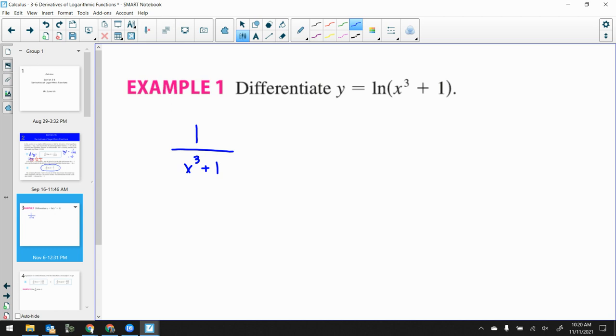Because the derivative of ln of x is 1 over x. So the derivative of ln of x to the third plus 1 is 1 over x to the third plus 1. Now, I multiply by the derivative of the inside, right? Because that's what the chain rule says. Take the derivative on the outside, peel back the layer, and now take the derivative of the inside. Well, that's just 3x squared.